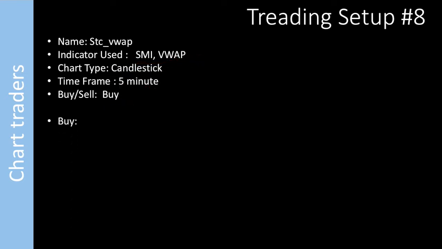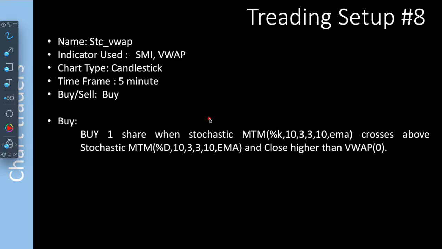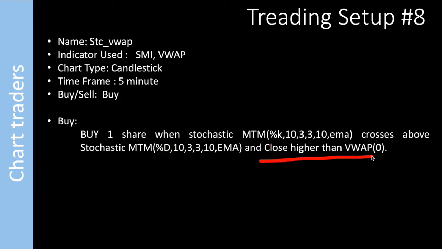So when to buy? When our Stochastic Momentum Index, that is percentile K, crosses above your percentile D, and closes higher than VWAP. So this is your main condition, or you can say trigger condition, that is the stochastic momentum crossover, and this is the supporting condition. So when this happens, it is also going to check whether the close is higher than VWAP. If yes, then we are going to buy.